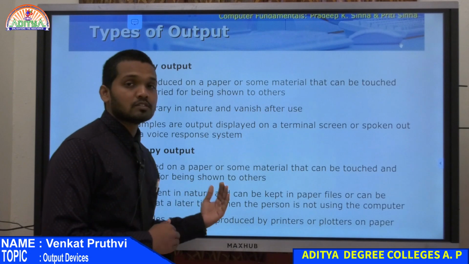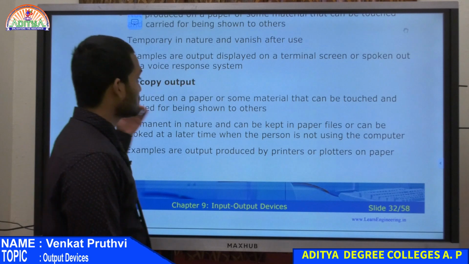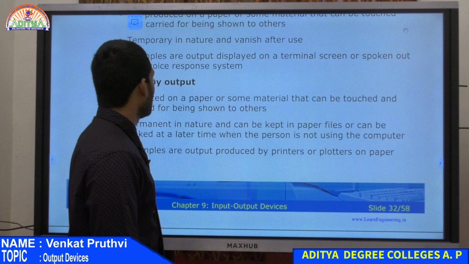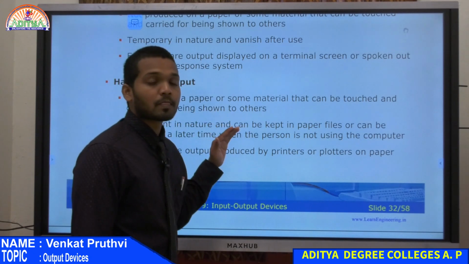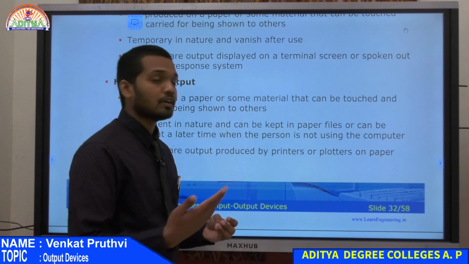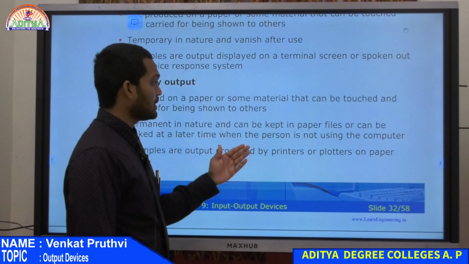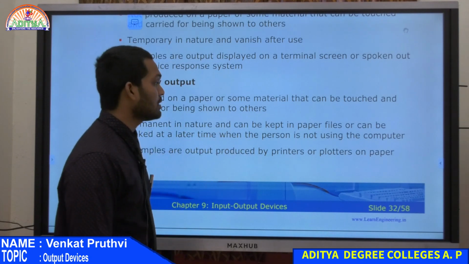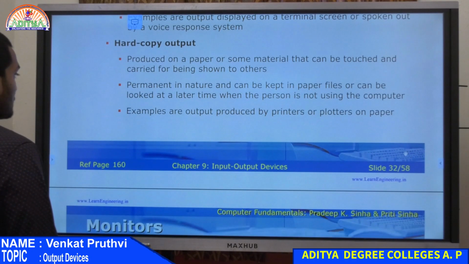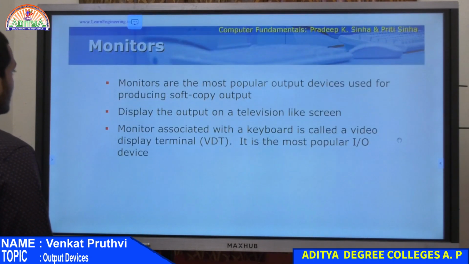When you consider the hard copy type of output, everything is produced on paper or some material that can be touched and felt, and it is carried for being shown to others. These hard copy outputs are portable, and you can carry them by hand to any other place. They are permanent in nature and can be kept in paper files or looked at a later time when the person is not using the computer. What are the examples of output produced by printers or plotters on paper? They are examples of hard copy output.